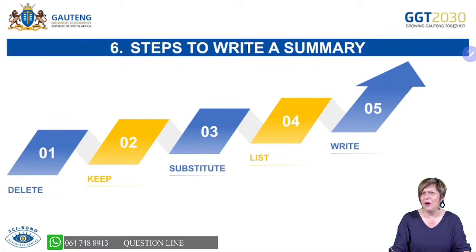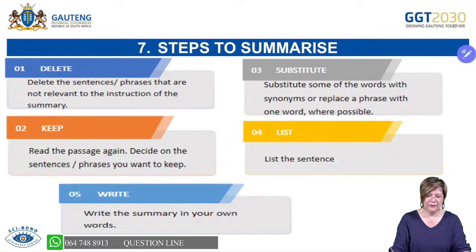I'm sure by now you can remember the steps to writing a summary, but let me remind you again. Step number 1 was to delete. Then we're keeping some sentences. We're going to substitute. We will list, and then we'll write our final summary. So let's run through the steps in more detail. Number 1, delete all those sentences that are not relevant to the topic. You can do it on the question paper. Just draw a line through them.